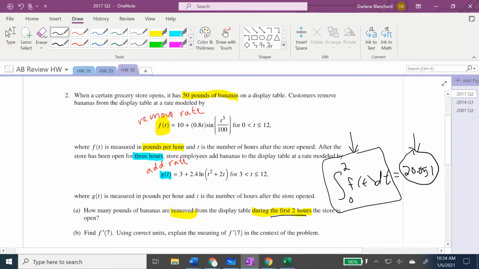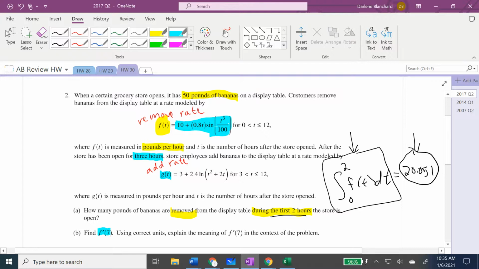Then part B. Part B wants you to find f prime of 7. Now you have a calculator. You don't need to take the derivative of f all by yourself. You want to have this function already put into your calculator and then use your ability to do derivative to find f prime of 7.